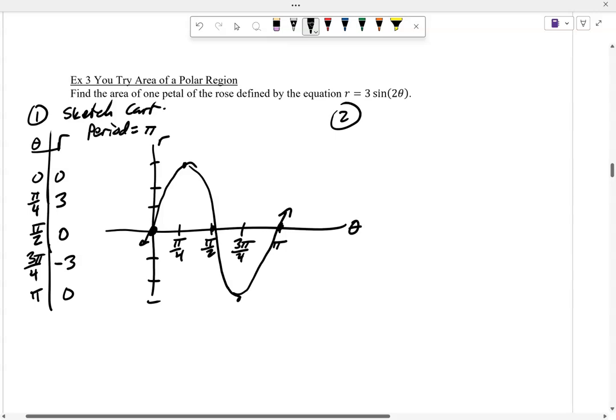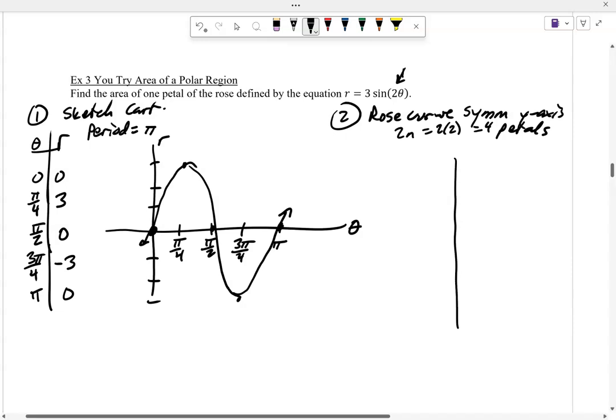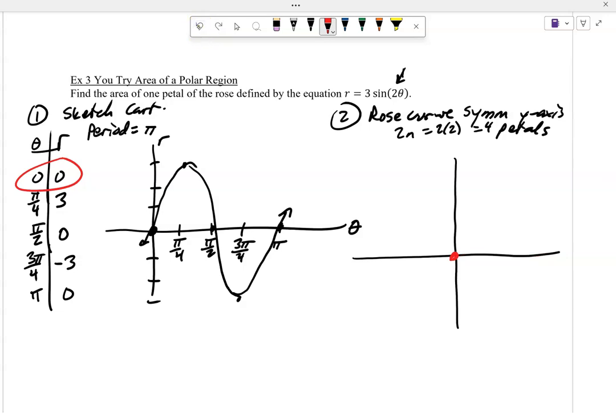Now, if I look at the polar curve handout, I'm going to have a rose curve that's symmetric about the y-axis with 2n petals, where our n here is 2. So I'll have 2 times 2, 4 petals, and I'm going to be symmetric about the y-axis. Let's use some of these points. Let's start out at 0, 0. If I don't rotate anything, I'm still at 0. I'm right at the origin, so I have that dot right there in the middle.